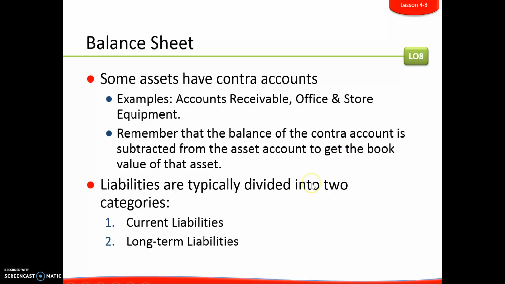After assets come our liabilities. Liabilities are usually divided into two categories. Current liabilities, meaning we would need to pay those off within a year, and long-term liabilities, which would be debt that we have for longer than a year.